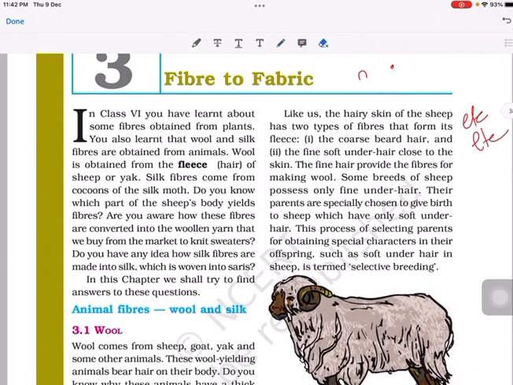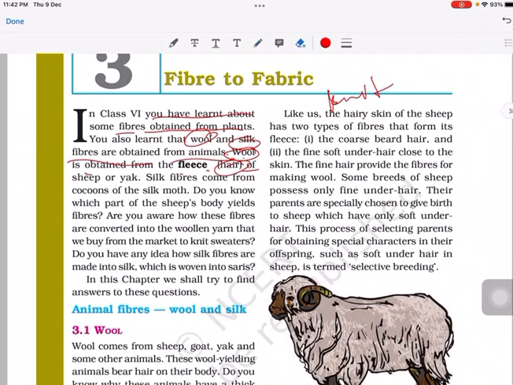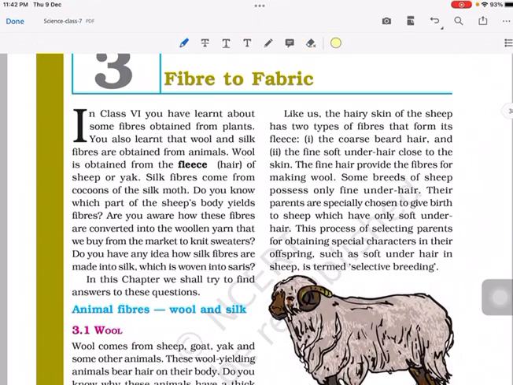We are studying about how these fabrics are obtained. In class 6, we already learned that fibers are obtained from plants, and wool and silk fibers are obtained from animals. Wool is obtained from fleece, meaning hair. We use that wool in knitting sweaters, the sweaters that our grandmother or our mother have knitted in winter from that wool.